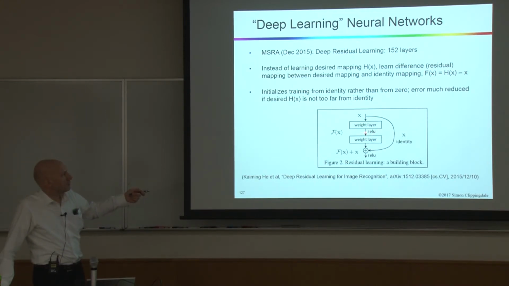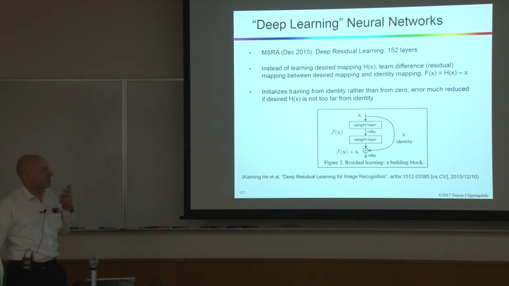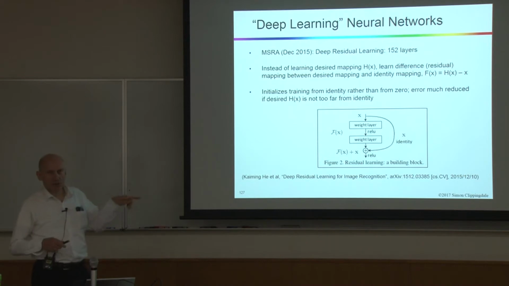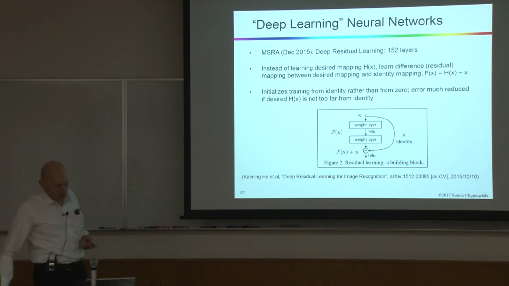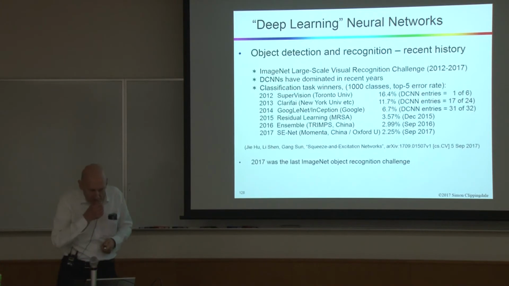This ReLU thing here is a rectified linear unit. The units in this network have a non-linearity that looks like it's flat until the origin and then it goes diagonally up. So it's a very simple non-linearity, and that's called a rectified linear unit. This is called residual learning, and again, this was published December 2015 on the preprint archive.